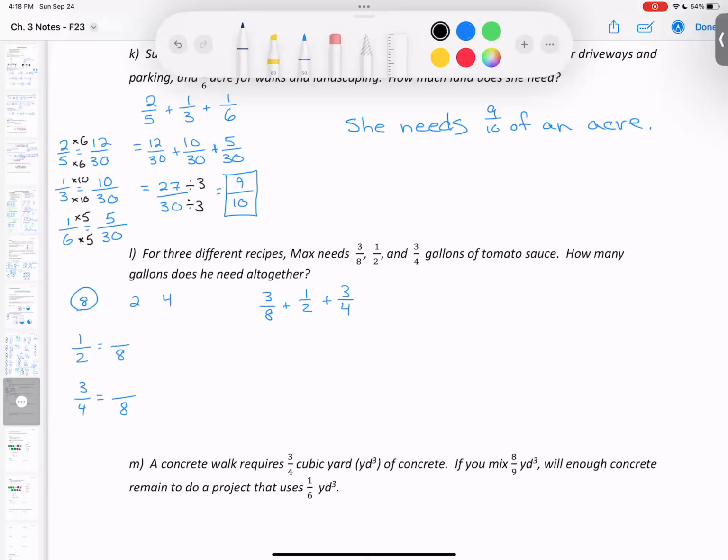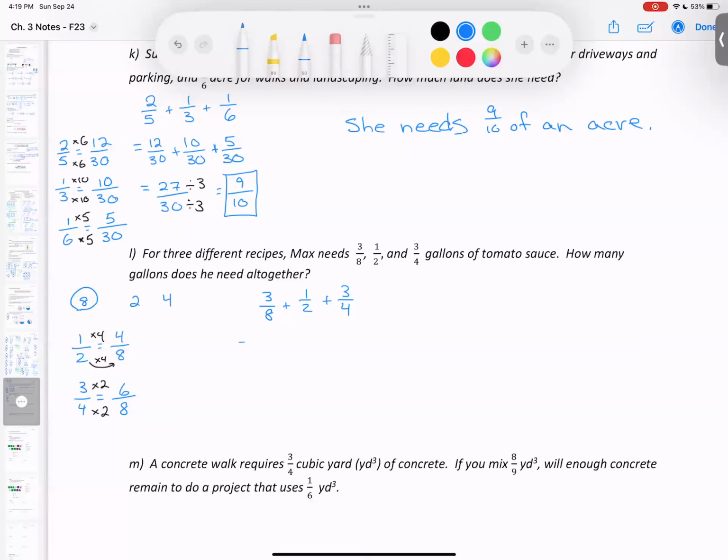So 1/2. So the 2 we had to multiply by 4 to get to 8. So we're going to end up with 4 over 8. And then that next fraction here, we have to go from 4 to 8. So we have to multiply by what? By 2. And so there we're going to get 6 over 8.